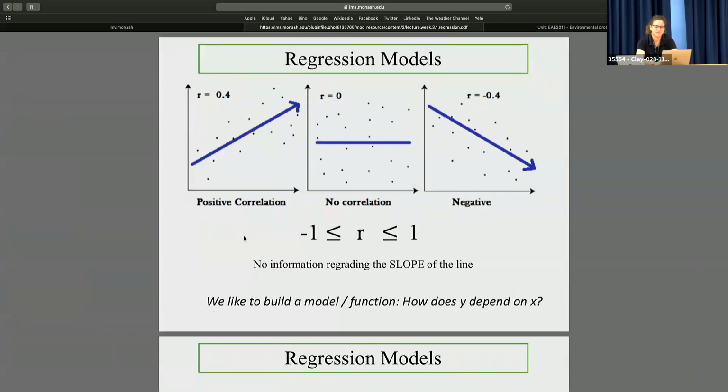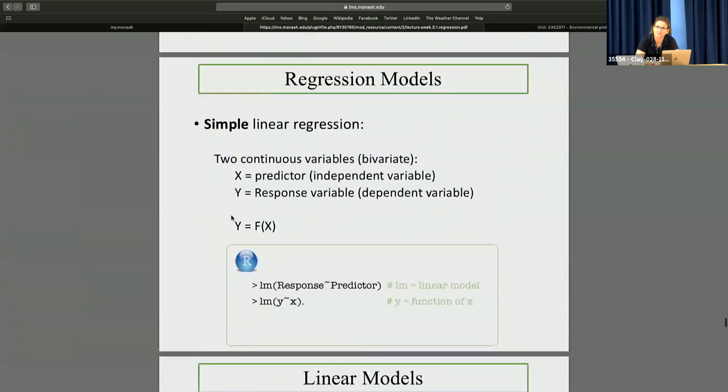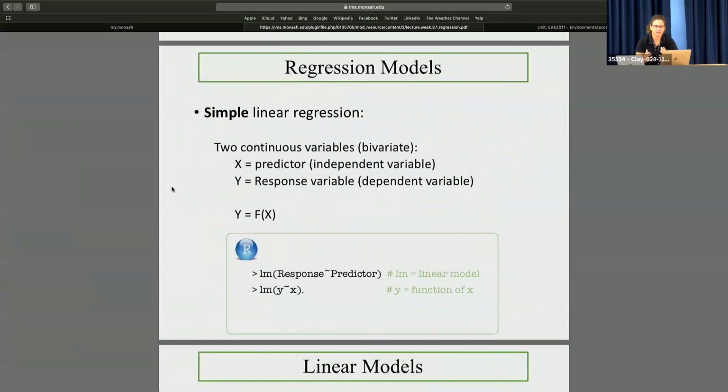But if we're interested in knowing how does y change as a function of x, what we're talking about as a model is building some sort of model of, in this case, a function that tells us how y depends on x, and these are regression models rather than correlations. So in a simple linear regression, simple as in y is a function of x, there is one response and it has one predictor.